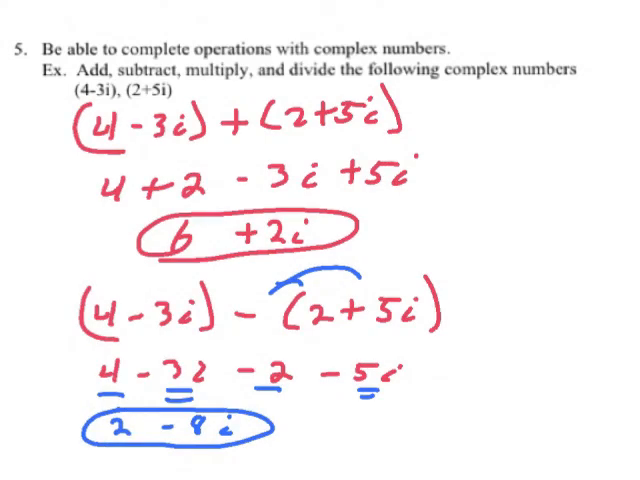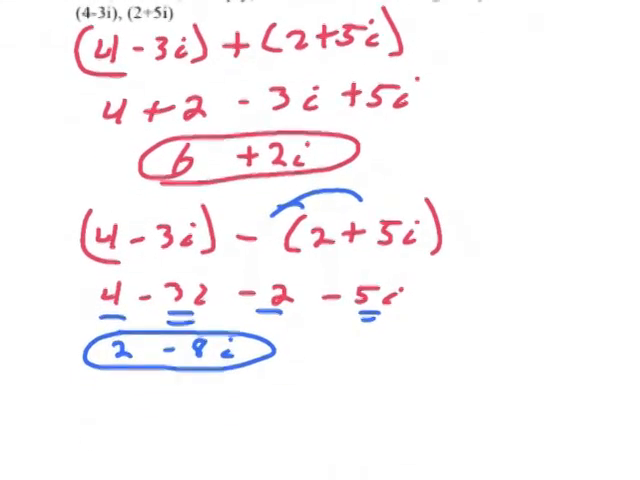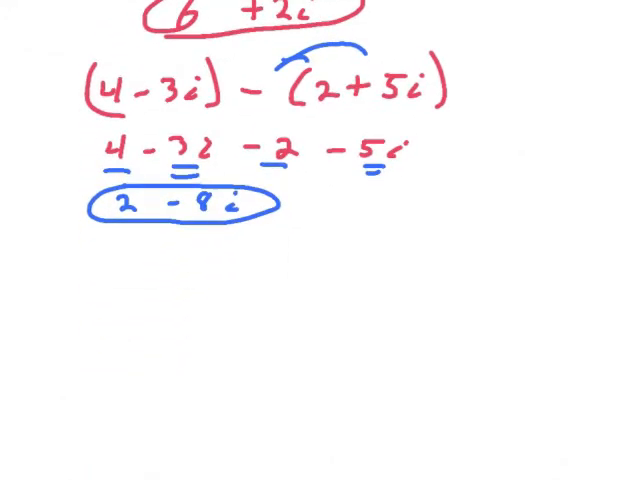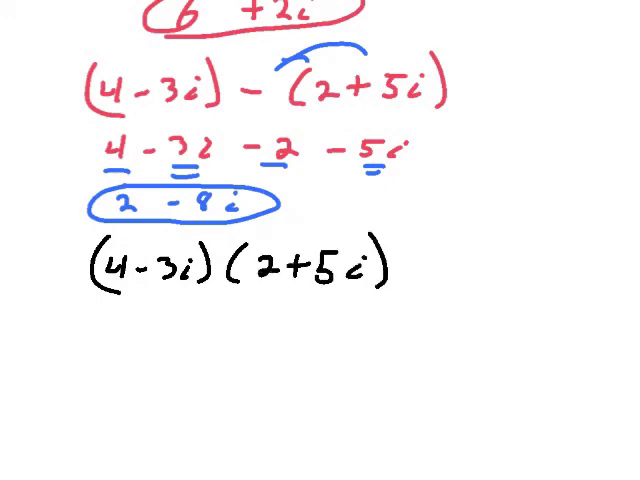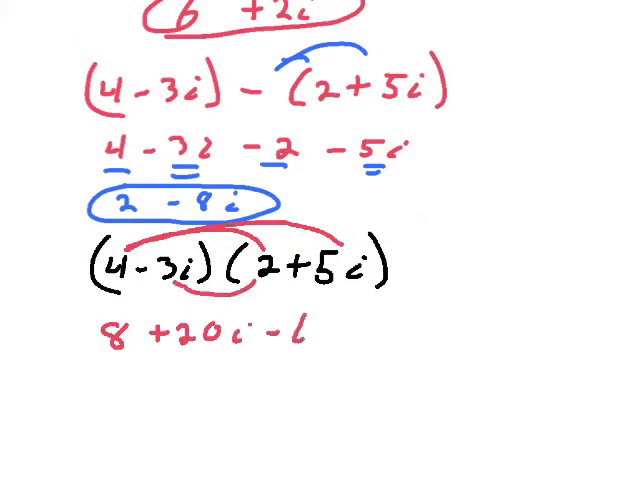Alright, let's take a look at multiplication. So for multiplication, we're going to take 4 minus 3i times 2 plus 5i, and you're going to just distribute it. So we take 4 times 2, gives us an 8. Then we take 4 times a positive 5i, gives us plus 20i. A negative 3i times 2 is minus 6i. And a negative 3i times 5i gives us a minus 15i to the second power.